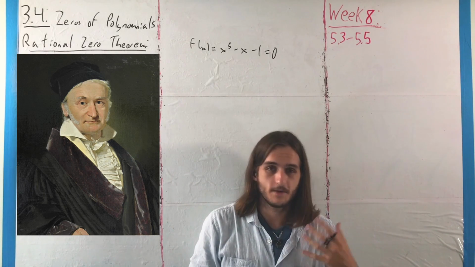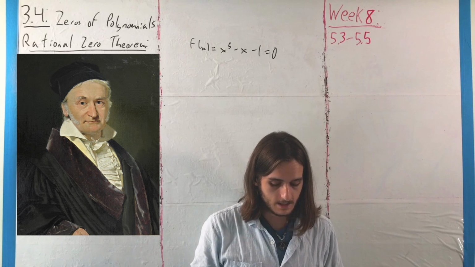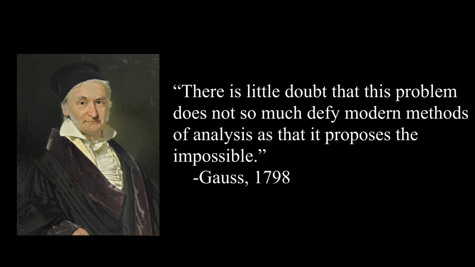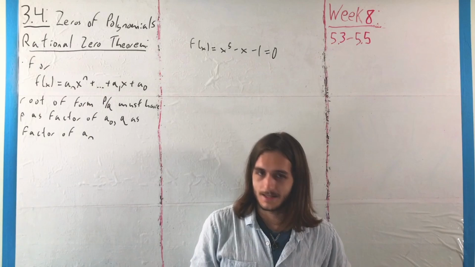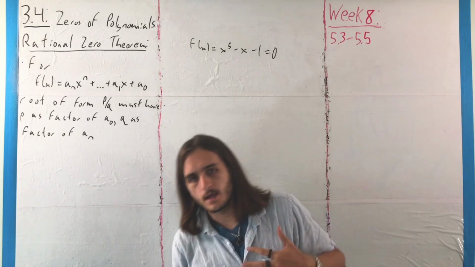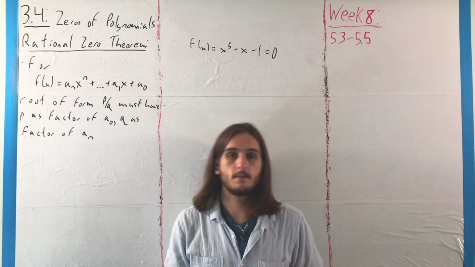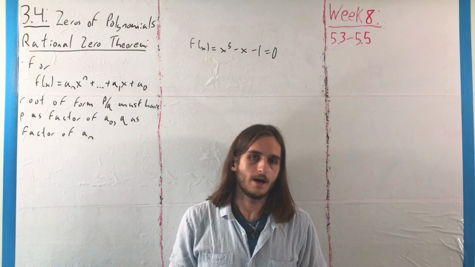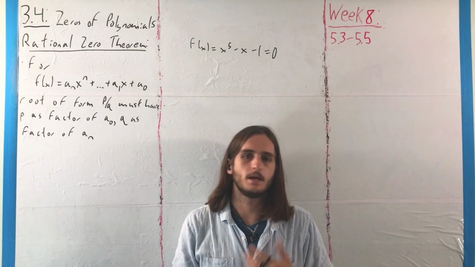Whereas they were working on these sorts of things, people like Gauss, we've seen him a few times, he was pretty good at this stuff, but even he had to admit that there is little doubt that this problem does not so much defy modern methods of analysis as that it proposes the impossible, which he said in 1798. And over the next 35 years, a bunch more mathematicians would take their cracks at this problem, but three in particular made good progress here.